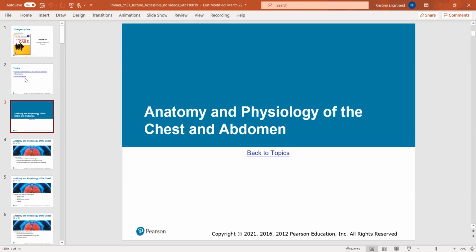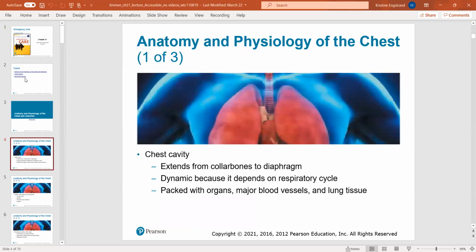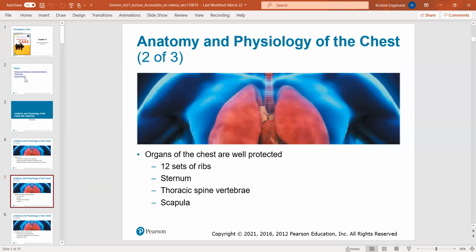So once again, we always review with A&P, anatomy of the chest and abdomen. The chest cavity, when we're talking about the thoracic cavity, extends from collarbones to diaphragm. Very important organs in there, I would think. We've got lungs, heart, major blood vessels. The chest wall is protected. It's got 12 sets of ribs, the sternum, the thoracic spinal vertebrae in the back, and the scapulas on the shoulders.